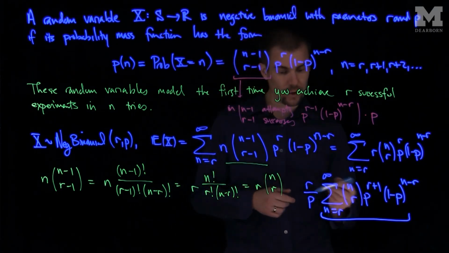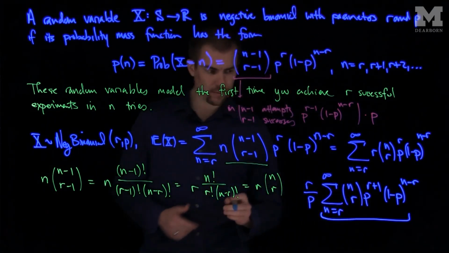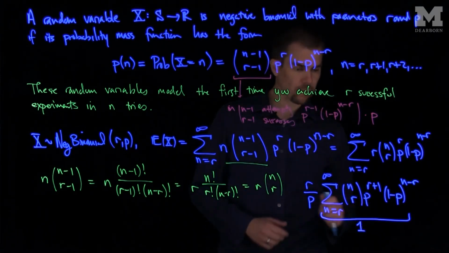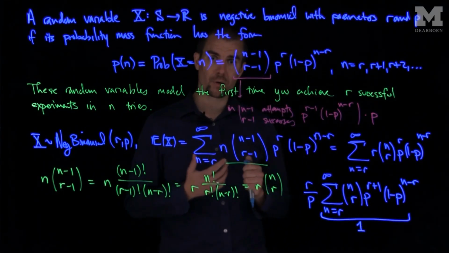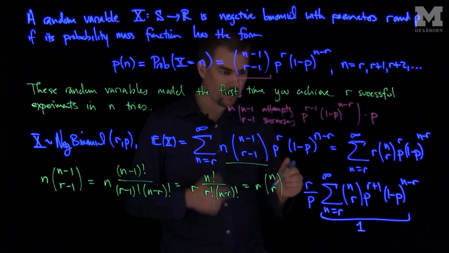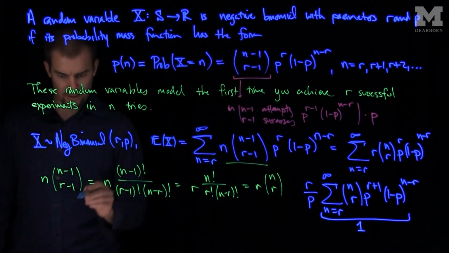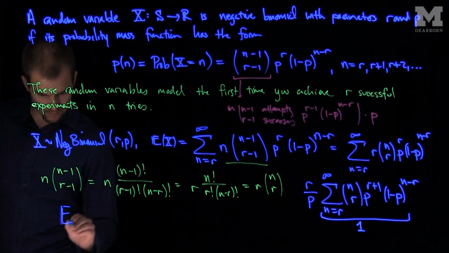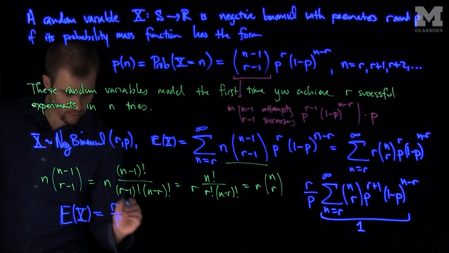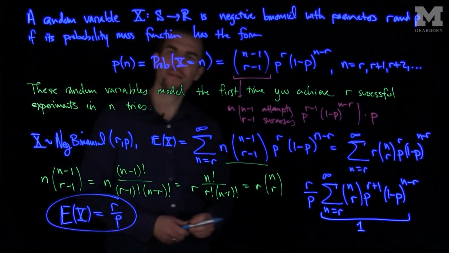So this whole series will converge to 1, since this represents the probability mass function of a negative binomial random variable with parameters r plus 1 and p. And so we see from this that the expected value of X is equal to r over p. Thank you very much.